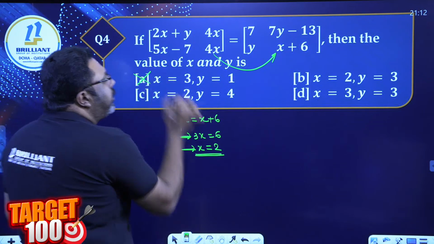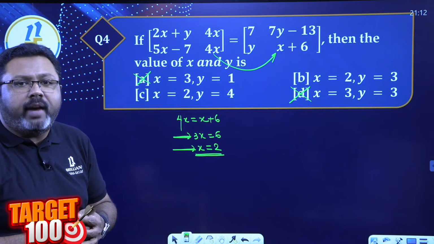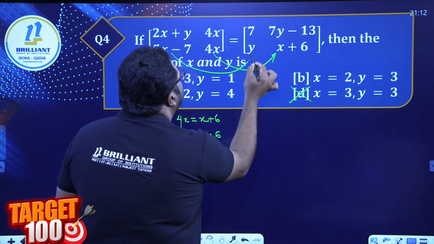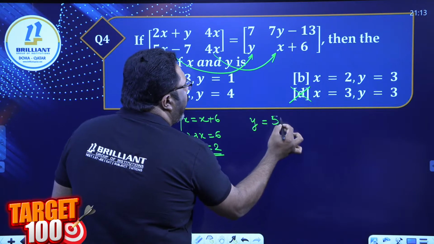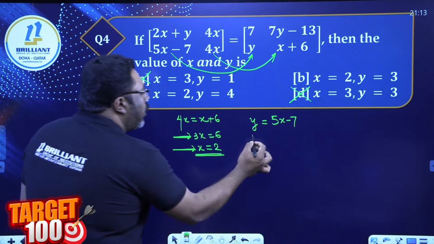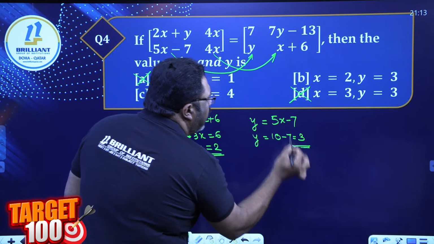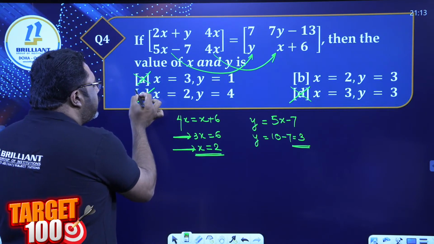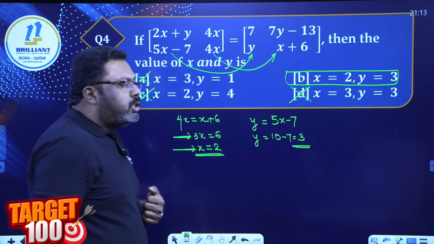Obviously option A is eliminated, option D is eliminated, but there are two options which have the value of x as 2. Let's go and find the value of y now. So easily here you can compare these two elements. I can say y is equal to 5x minus 7. Substitute the value of x, my dear students. Y is equal to 10 minus 7, which is equal to 3. So the value of y is 3 and the value of x is 2. So this is not an option. So my answer is option B. X is equal to 2, y equal to 3.